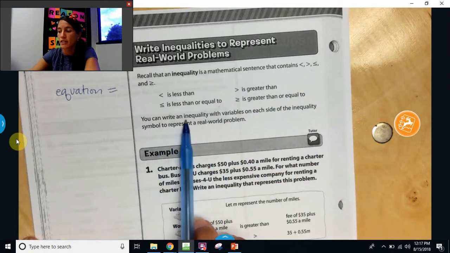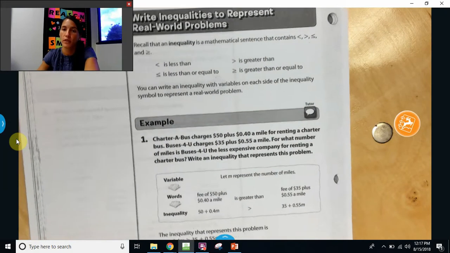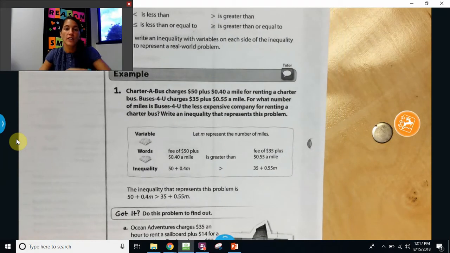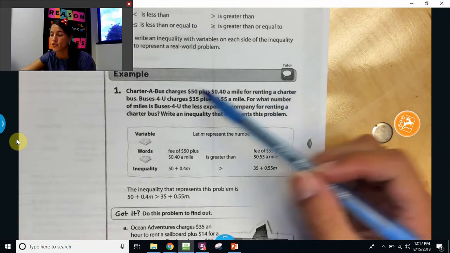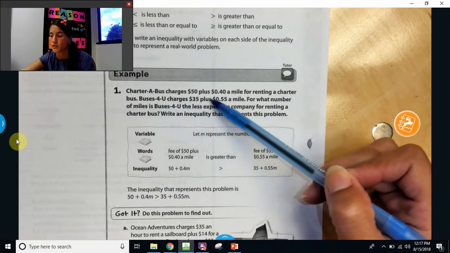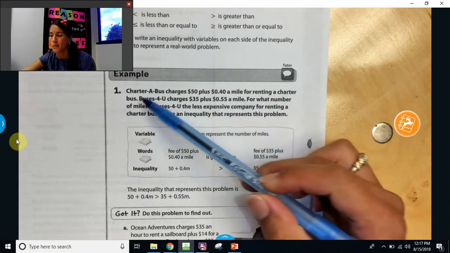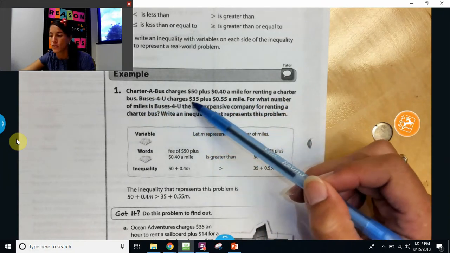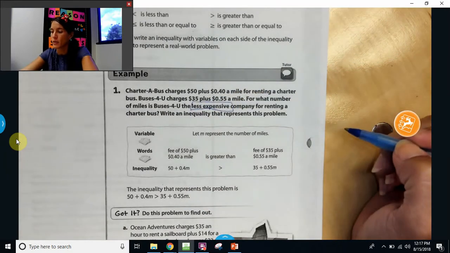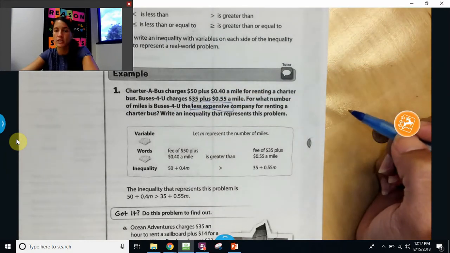And you can write an inequality with variables on each side to represent real-world problems, and that's the point of this TEK today. So let's look at this one. Example 1. Charter A bus charges $50 plus 40 cents a mile for renting a charter bus. Buses for You charges $35 plus 55 cents a mile. For what number of miles is Buses for You the less expensive company for renting a charter bus? Write an inequality that represents this problem.